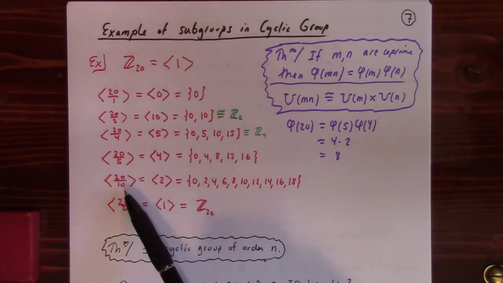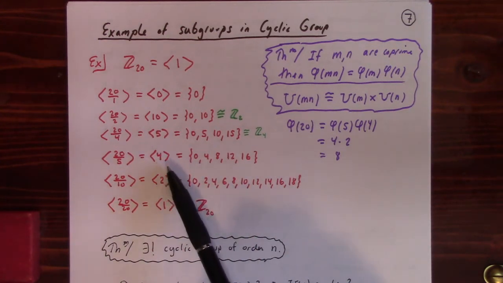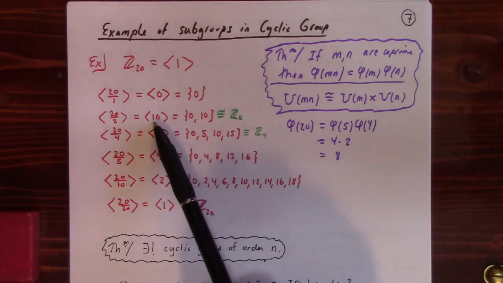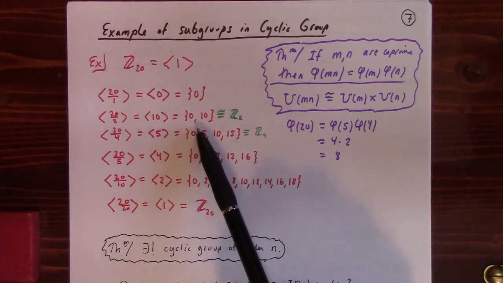And then if you divide by 10, you get the subgroup generated by 2, the evens. You get the subgroup generated by 4, the multiples of 4. The subgroup generated by 5, multiples of 5. The subgroup generated by 10, that gives you 2 things, right?